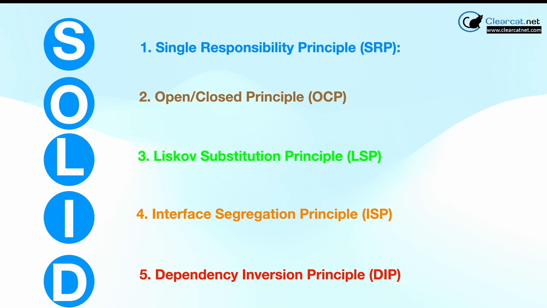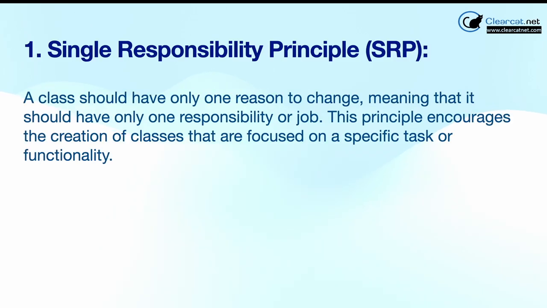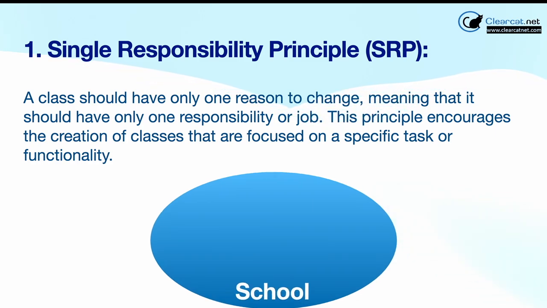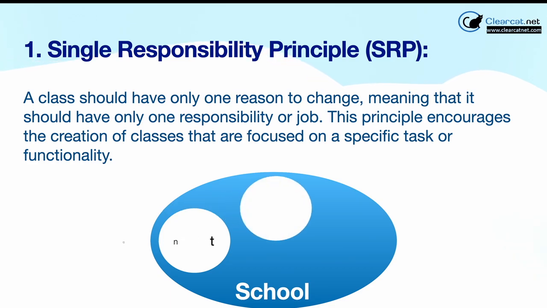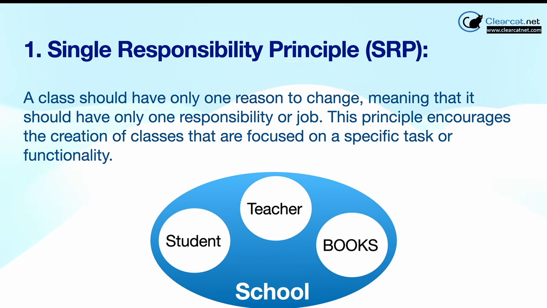Let's start with the single responsibility principle. As the definition says, a class should have only one reason to change, meaning that it should have only one responsibility or job. This principle encourages creating classes that are focused on a specific task or functionality. For example, let's assume we have a school project, and the school has three entities: teachers, students, and books for the library. So it is good to create three different classes, so each is focused on a particular entity.